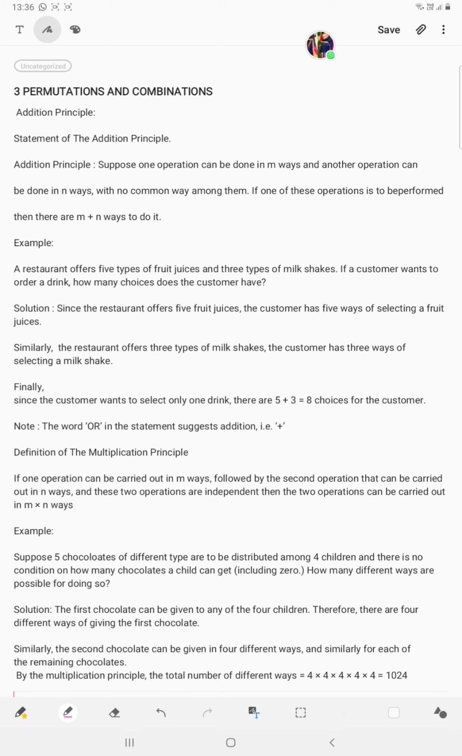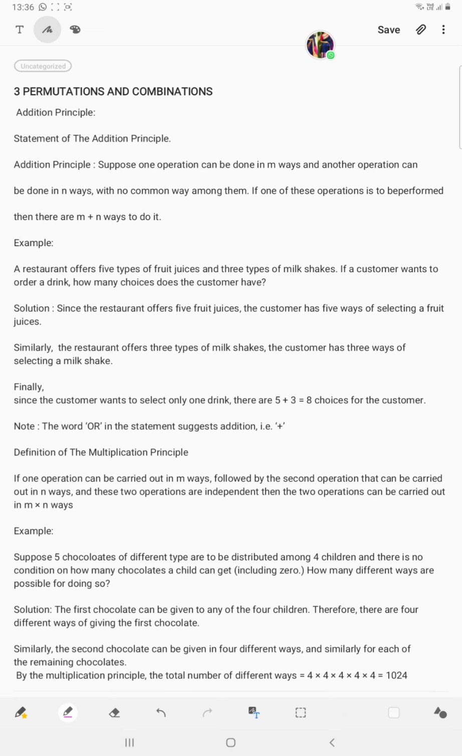What it says: suppose one operation can be done in m ways and another operation can be done in n ways with no common way among them. If one of these operations is to be performed, then there are m plus n ways to do it.